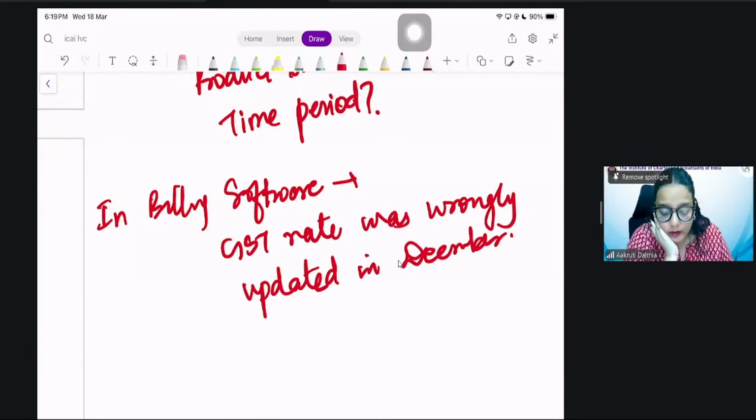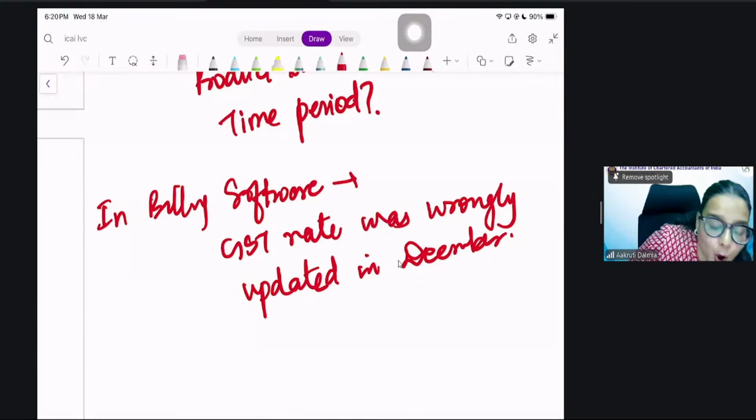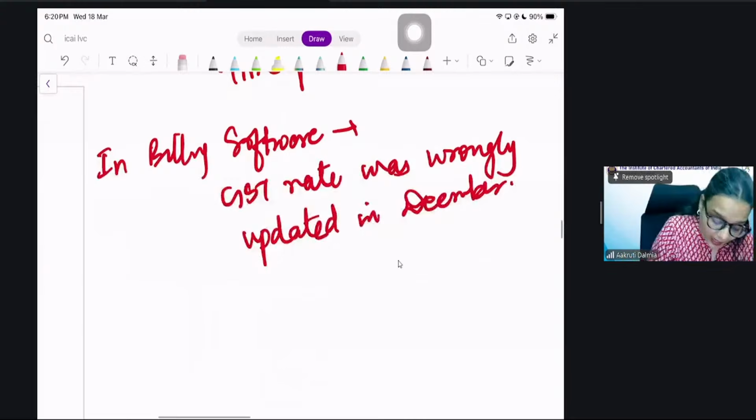Will you get worried that the GST rate itself was wrong? Do you think it will increase your work or decrease your work, if you come to know that the reason for this deviation was that the GST rate was wrong in the system, in the software? It will increase. So now you have to check other things also.